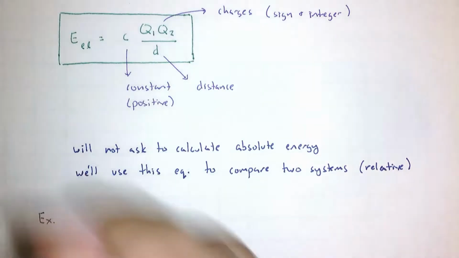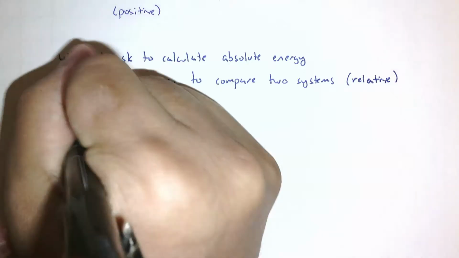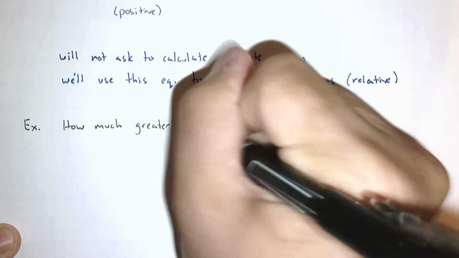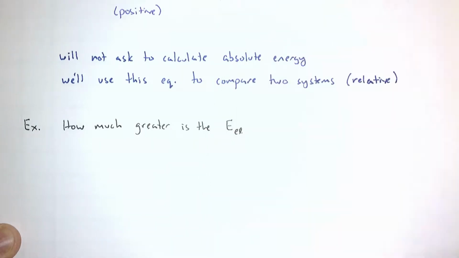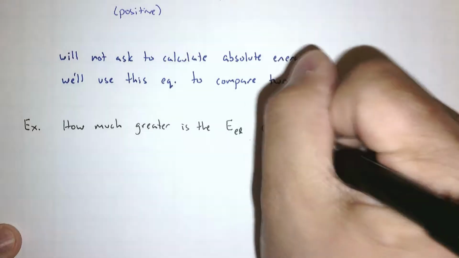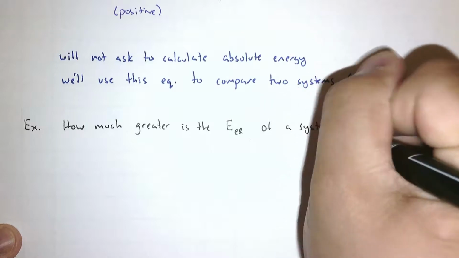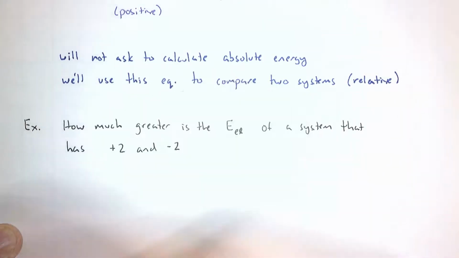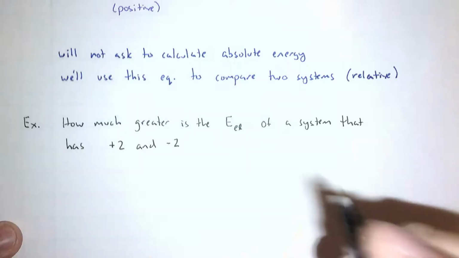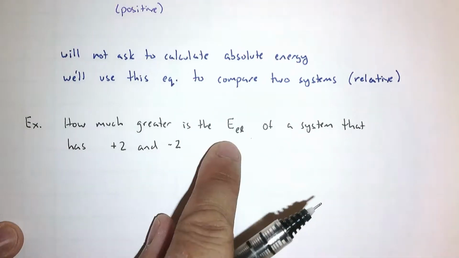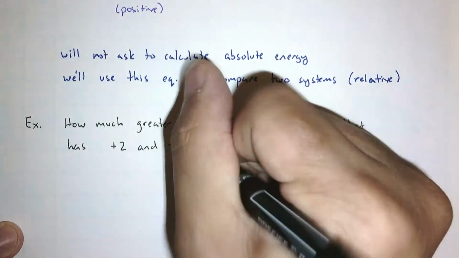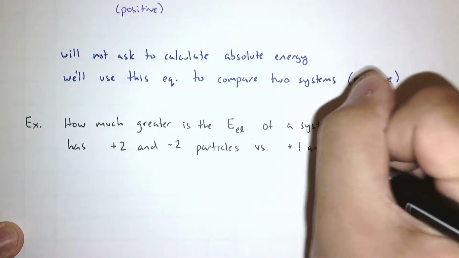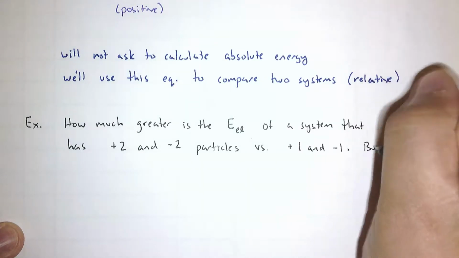Let me give you an example. Hopefully this will solidify. The question in this example is how much greater, since we're doing a comparison, is the electrostatic potential energy of a system that has +2 and -2, those are your two charges, versus a system that has +1 and -1, and we'll say both systems have the same D.